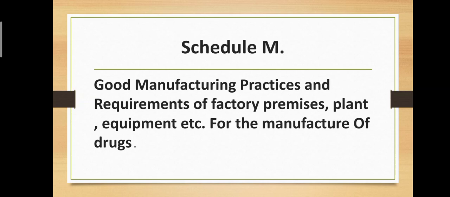Schedule M: good manufacturing practices and requirements of factory premises, plant, equipment, etc. for the manufacture of drugs. M means GMP, good manufacturing practices.